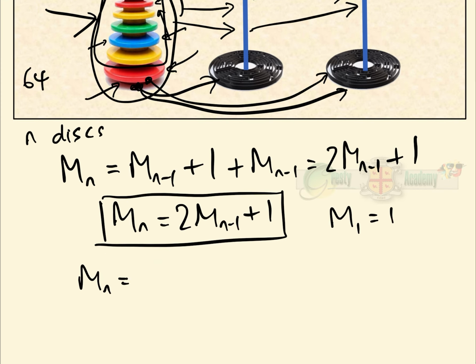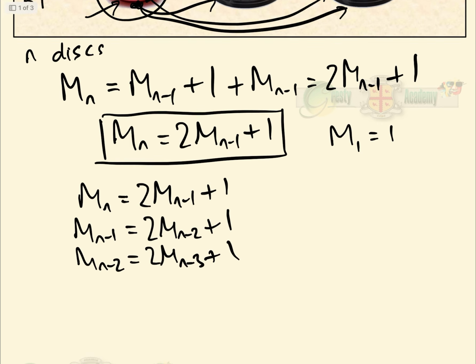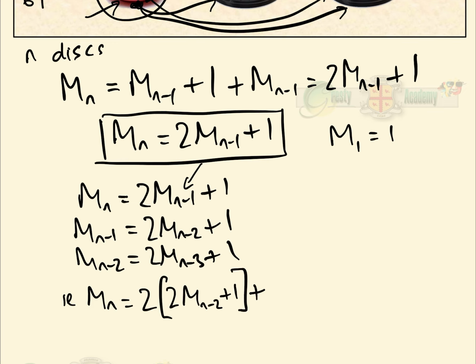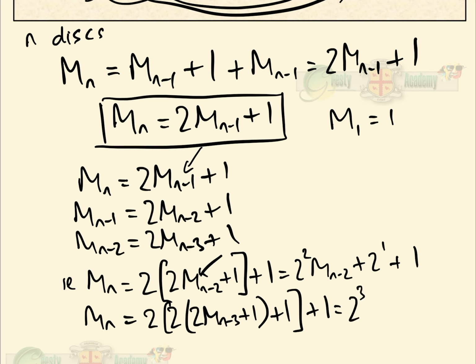So we basically have mn is equal to 2m(n-1) add 1, which means that m(n-1) would be equal to 2m(n-2) add 1, and m(n-2) would be equal to 2m(n-3) add 1, etc, etc, etc. i.e. mn equals 2, replacing this with m(n-1) would give us 2m(n-2) add 1, which equals 2 squared m(n-2) add 2 to the 1 add 1, and mn also equals, if we replace m(n-2) here, it would give us 2 times 2m(n-3) add 1, which equals 2 cubed m(n-3) add 2 squared add 2 to the 1 add 1.